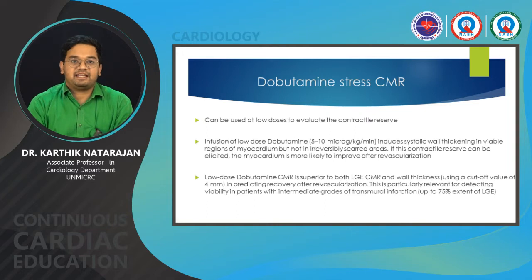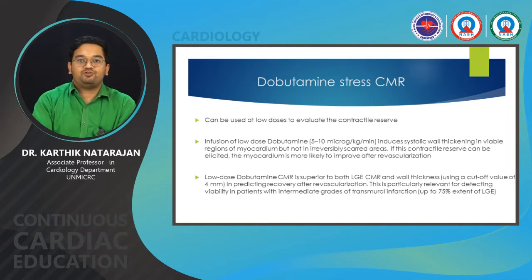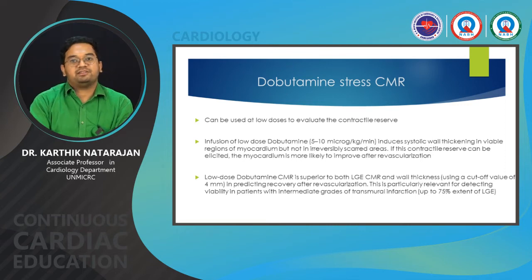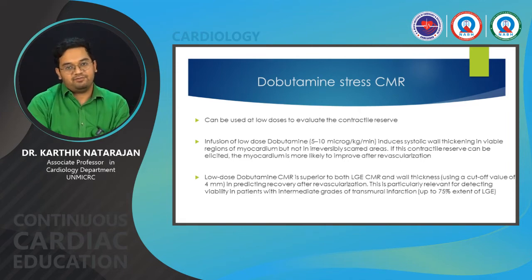Dobutamine stress CMR can be used at low doses to evaluate the contractile reserve. An infusion of low dose dobutamine induces systolic wall thickening in viable regions of the myocardium, but not in irreversibly scarred areas. And if it can be elicited, usually the myocardium is more likely to improve after revascularization. So using LGE CMR along with dobutamine CMR has now become the gold standard for initial screening of patients for viability.